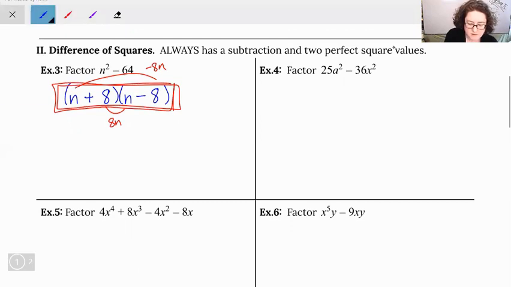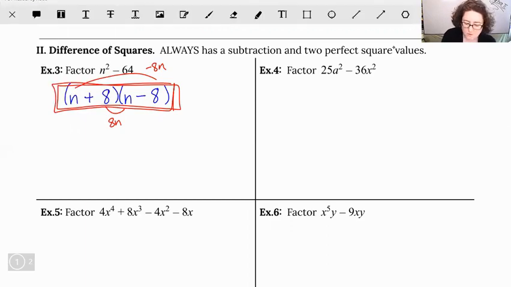Alrighty. Example 4. So in example 4, we are going to factor 25a squared minus 36x squared. Again, both are perfect squares. So you always want to think about, well, what can I multiply by itself to make each term? So on this one, we can multiply to make our 25a squared, 5a times 5a.